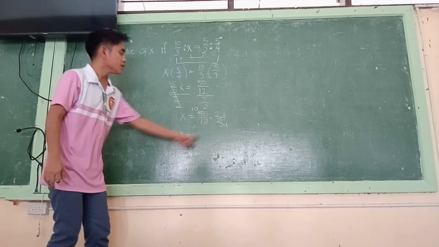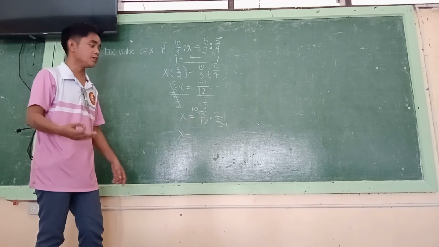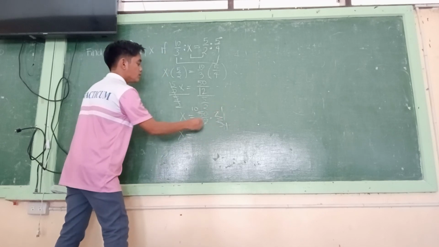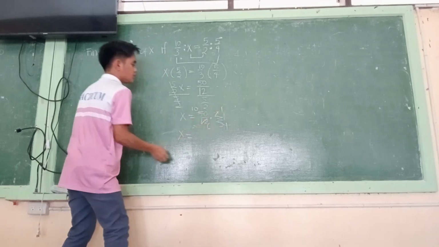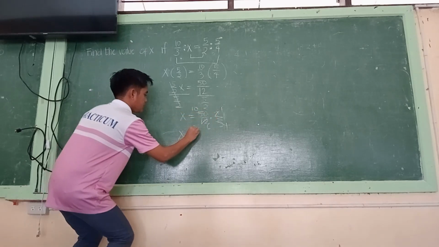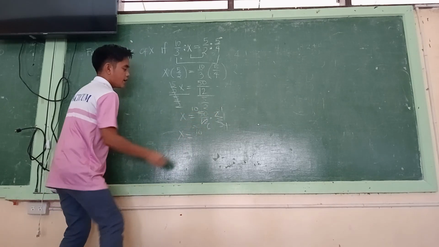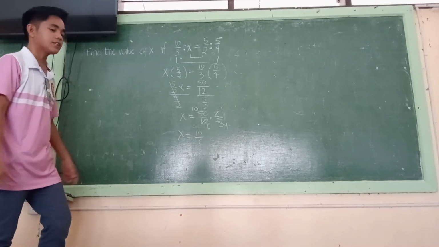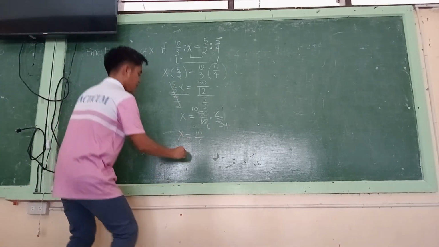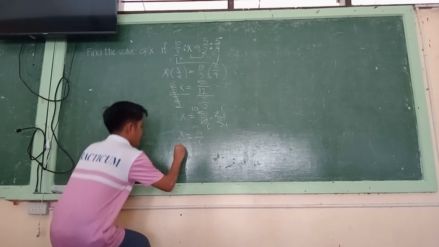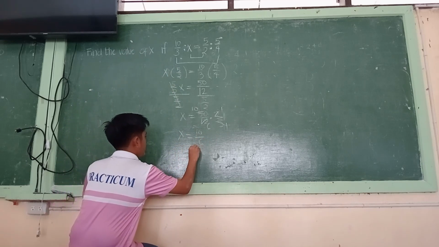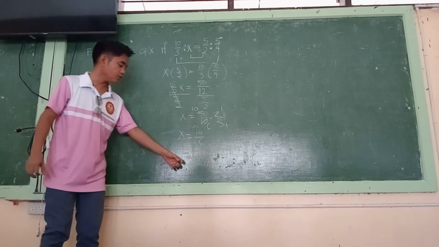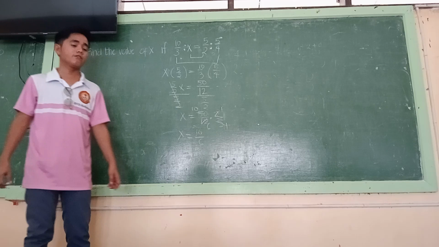Next, we cancel 2 and 12. The common factor is 2. 2 becomes 1, and 12 becomes 6. Okay, very good. So that is 10 times 1 is 10, and 6 times 1 is 6. And 10 over 6 can be written as 5 over 3. So this is the value of x, which is 5 over 3.